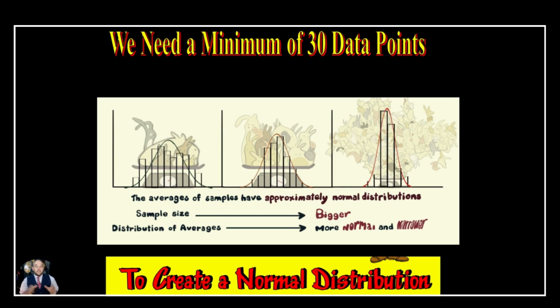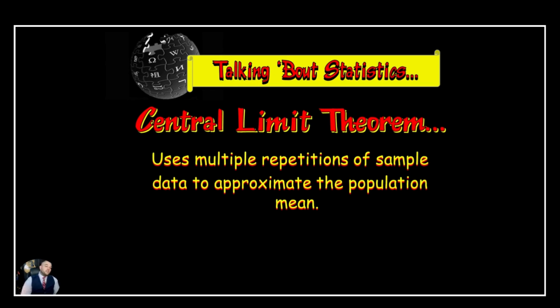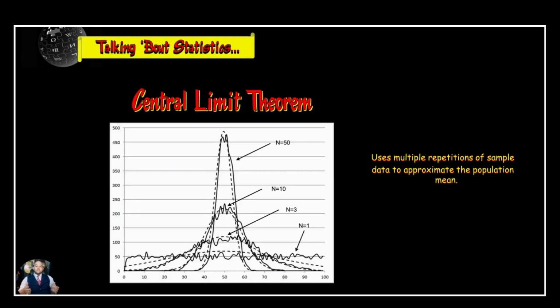You know, basically at the end of the day, as you collect more data, you can really define what your average or your baseline is. So the central limit theorem uses multiple repetitions of sample data to approximate the population's mean. So as you can see here in this photo, very similarly to the bunnies, the bunnies are going to increase in number set, and that average is going to be distinctively known.